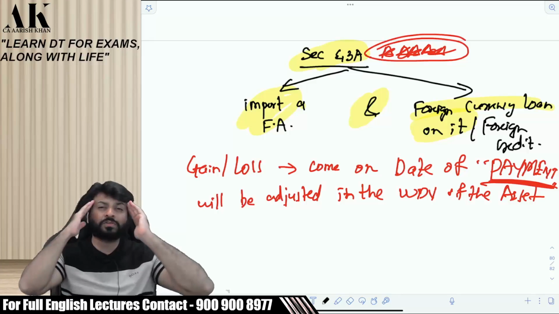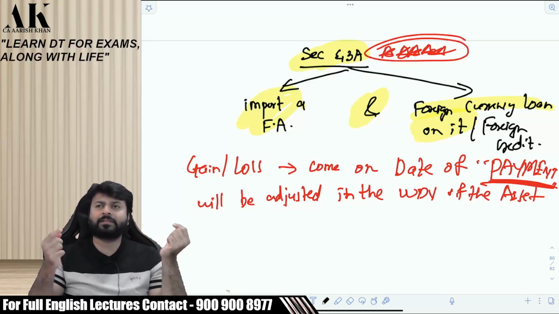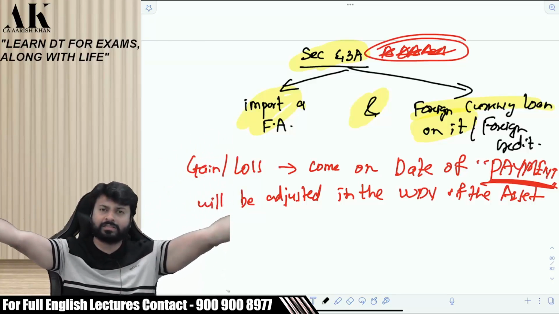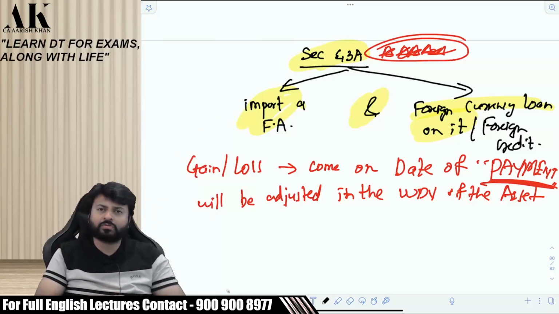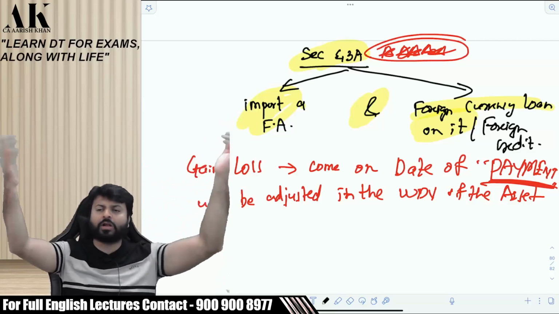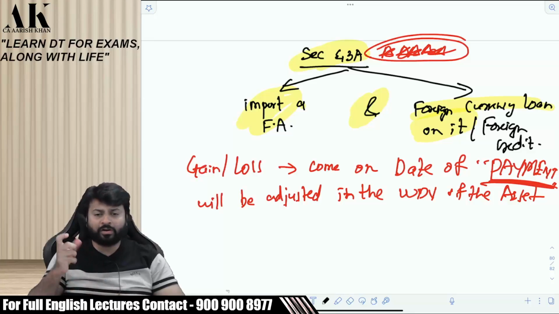So there are a lot of doubts which will come to my mind. First, what if I purchase some goods from outside India and I make the payment in foreign currency? In that case, if there is a gain or loss, what will happen with that? What if I sell goods outside India? That is, I export outside India and then I receive the money later on. Then what will be the gain or loss on that exchange?